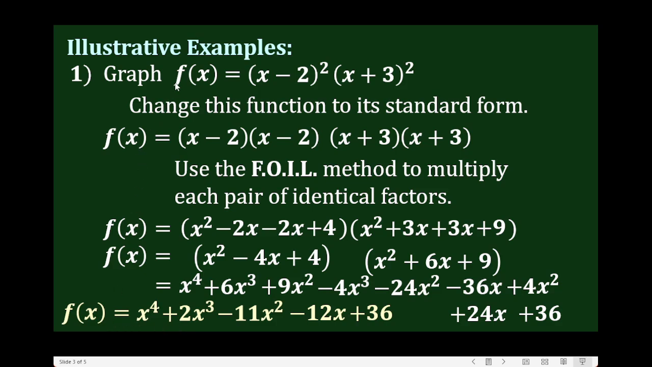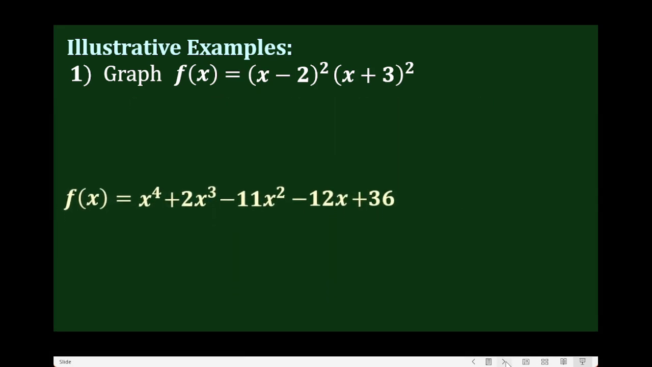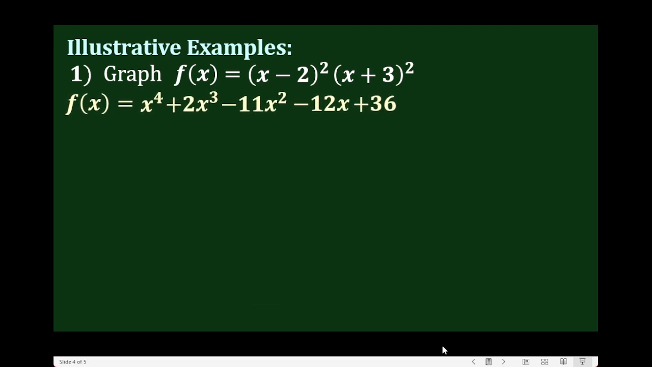Therefore, the corresponding standard form of this polynomial function is this one. f of x is equal to x to the fourth plus 2x cubed minus 11x squared minus 12x plus 36. And with this form, we can easily identify the degree of the polynomial function and also the leading coefficient, which are very important when it comes to determining the end behavior of the graph of this given function.